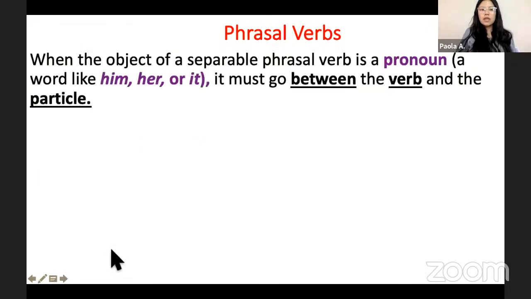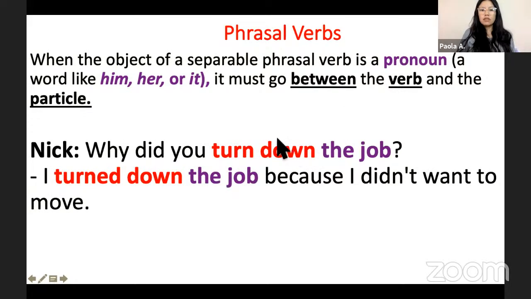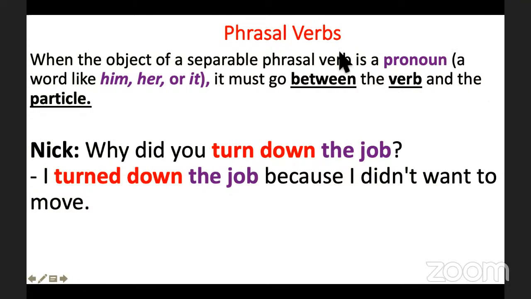So let's continue. When the object of a separable phrasal verb is a pronoun, like him, her, or it, it must go between the verb and the particle. So any pronoun, well, the pronouns obviously are him, her, or it, goes in between the verb and the particle. Can you read the example, please? Why did you turn down the yacht? I turned down the yacht because I didn't want to move.